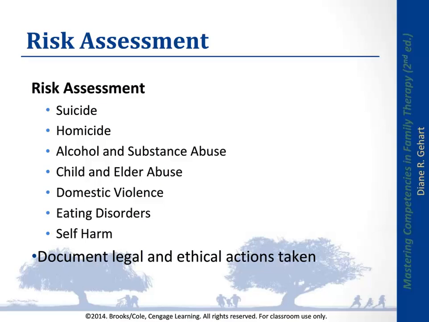So risk assessment generally includes documenting whether or not the client has any indications of suicidal ideation, homicidal ideation, alcohol or substance abuse, child, elder, or dependent adult abuse, domestic violence, eating disorders, and self-harm. And so it's important, if there's any potential area of risk here, that you document the legal and ethical actions you've taken to ensure client safety. And once you do that, either here in an assessment or in a progress note, you want to make sure you follow up week to week in your progress notes, documenting that you're checking in to make sure that the client remains stable.